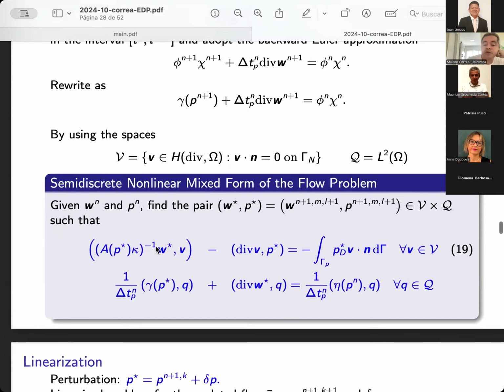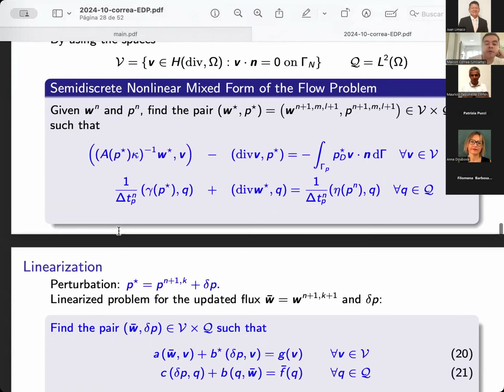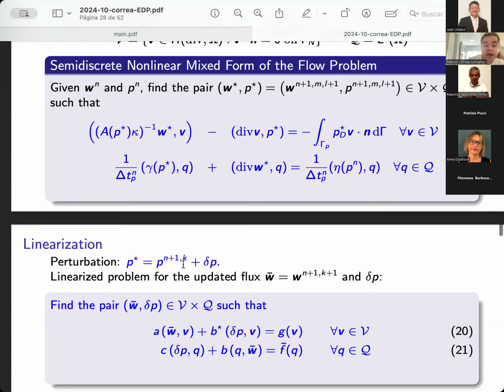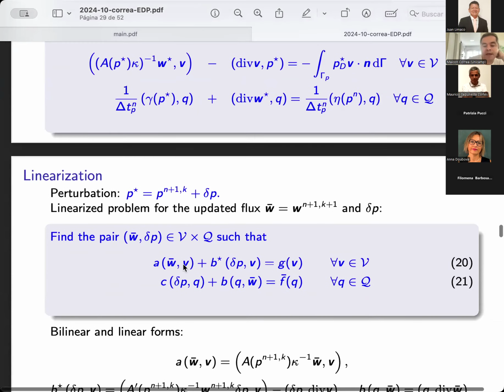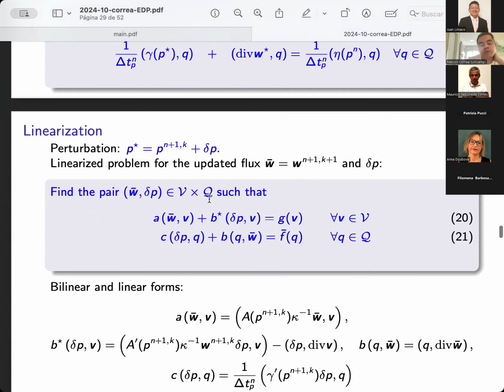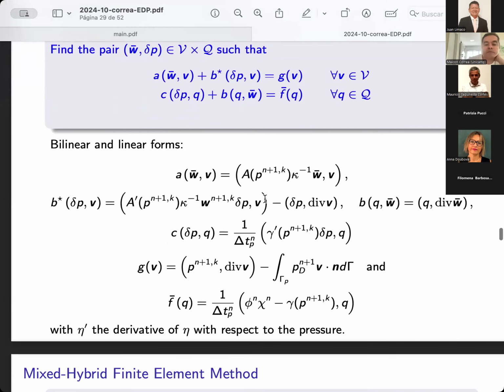So the next step is just to linearize. It's nonlinear because of the dependence of this function here on the pressure. So we linearize the pressure with a small perturbation around the iteration p at time n plus 1, iteration k. We perturb the solution, linearize, and we have here a new variational formulation for the linearized problem. And then here are the bilinear and the linear forms.